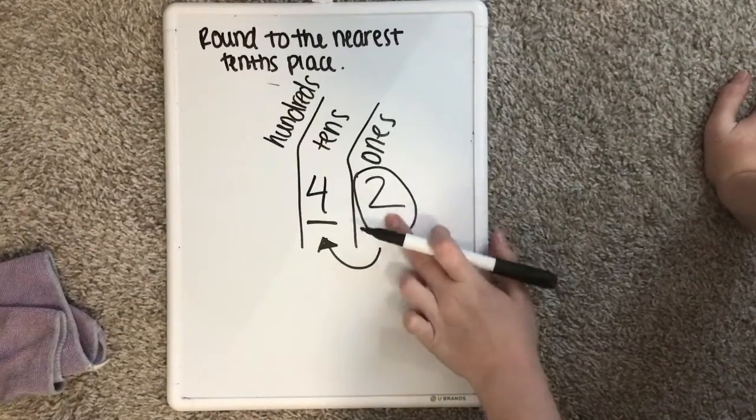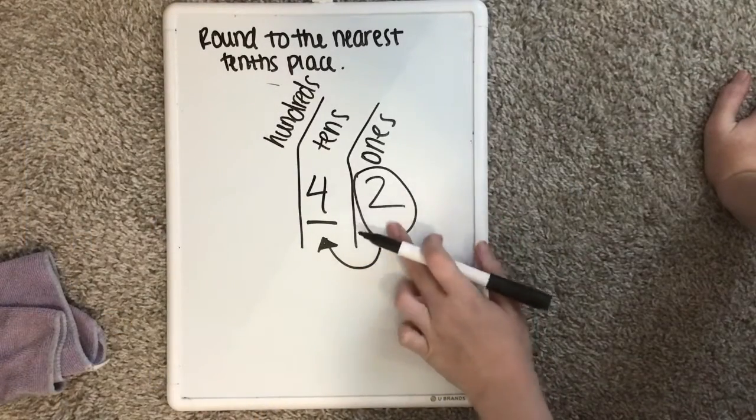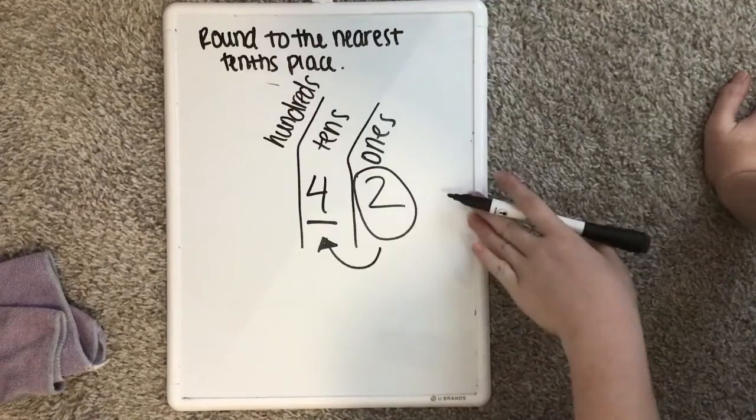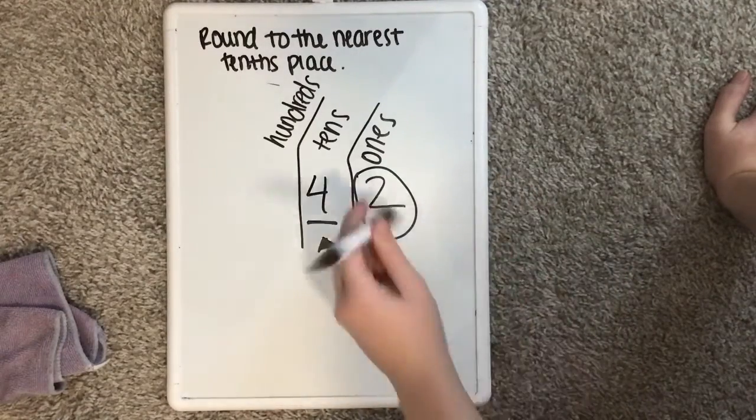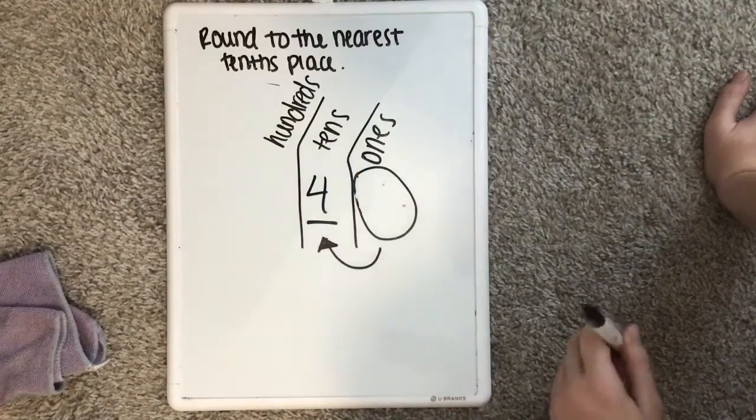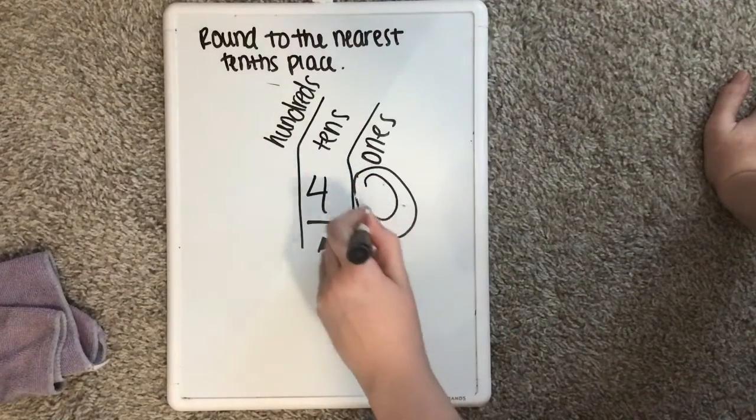So the first thing we're always going to be asking ourselves is, is it 5 or more? So we're going to look at the ones place for that answer. In this case, no, it's less than 5, which means that we're going to round down. So we're going to erase the ones place and replace it with 0.